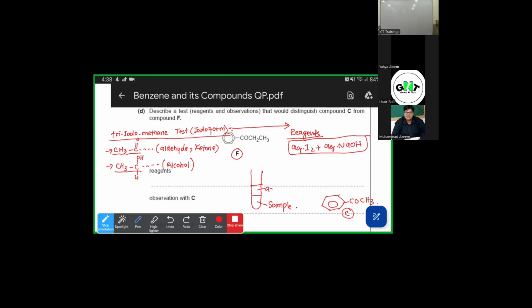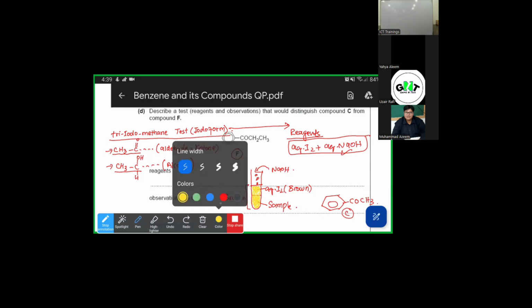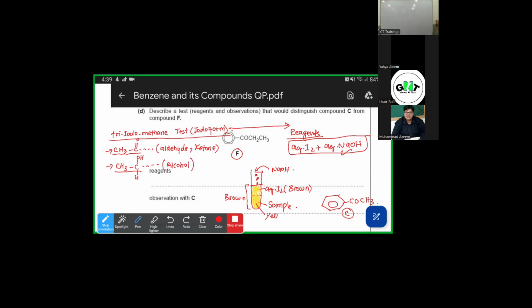aqueous iodine inside it. Aqueous iodine, you know, is brown in color. So when you add the aqueous iodine, the color becomes brown. Now what should you do? You should add another reagent, sodium hydroxide, drop by drop. When you add the sodium hydroxide drop by drop, you will see a yellow precipitate form. These yellow precipitates are of CHI3, which is called triiodomethane. And these will form only when you have these two groups in the compound.